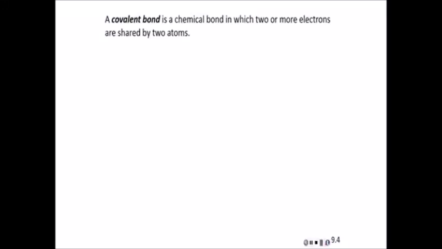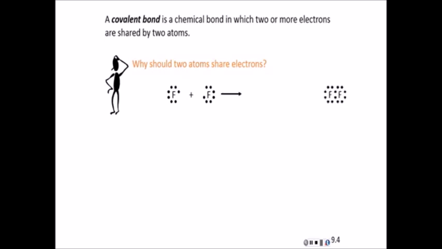A covalent bond is a chemical bond in which two or more electrons are shared by two atoms. Why should two atoms share electrons? Let's take a look at these two fluorine atoms. They can come together and bond together and form fluorine, F2.